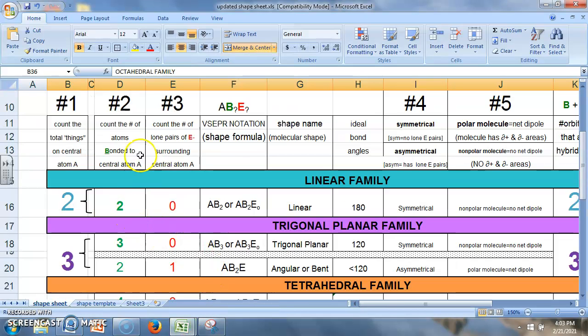We go down in the shape sheet. The B is 2, the E is 0. The formula is AB2, which is the same as AB2E0. When you write E0, you don't have to write the E at all. The bond angle is 180. So let's go ahead and write the bond angle in.